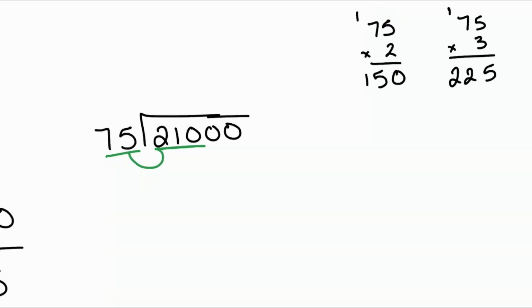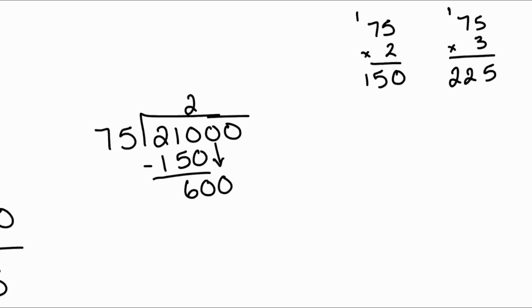So I'll do that. I'll write the 2. And let me just get rid of this right there. And we'll have minus 150. Everyone, 210 minus 150 leaves us with a remainder of what? 60. That's correct. 0 minus 0 is 0. 21 minus 15 is 6. So that's going to be 60. So up next, we're going to drop that 0.